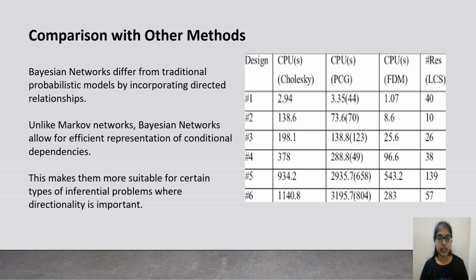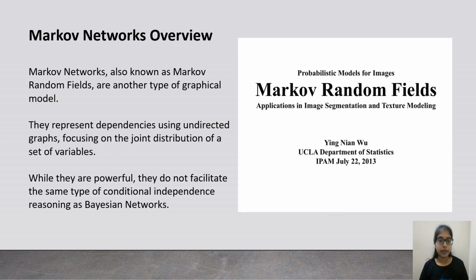Comparison with other models. Bayesian networks differ from traditional probabilistic models by incorporating directed relationships. Unlike Markov networks, Bayesian networks allow more efficient representation of conditional dependencies. This makes them more suitable for certain types of inferential problems where directionality is important.